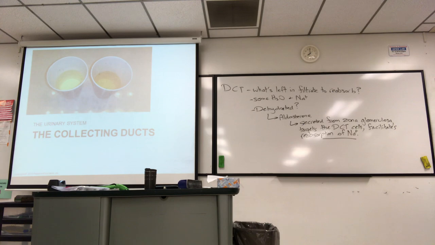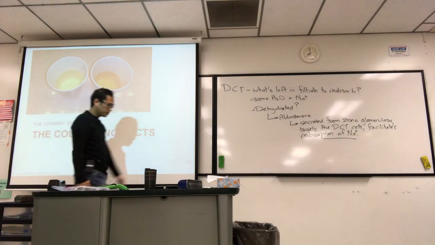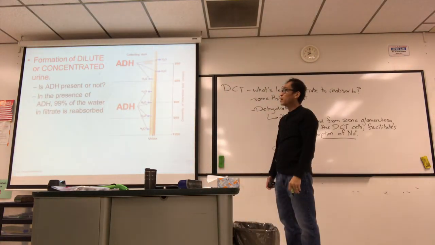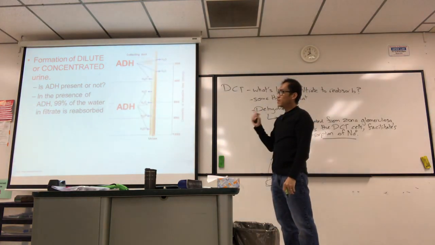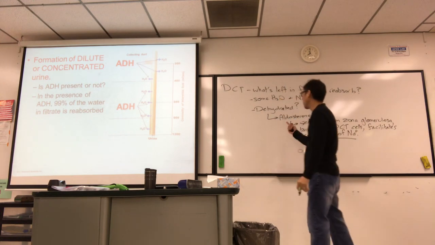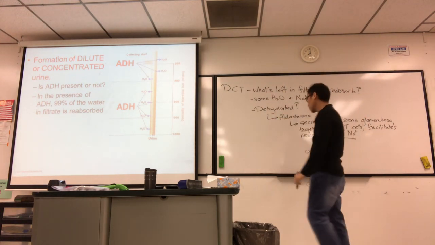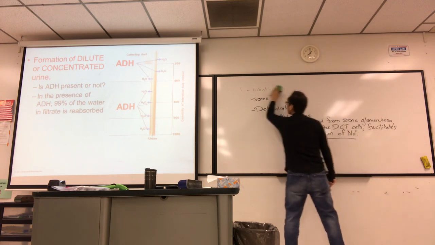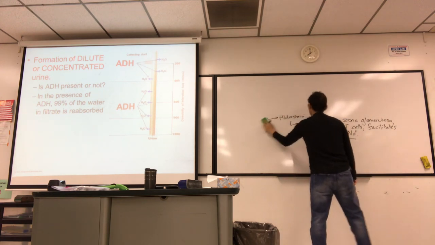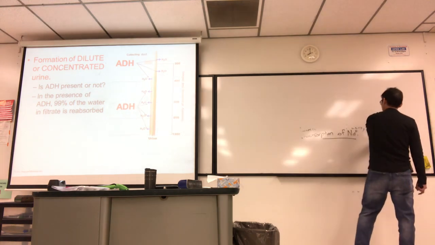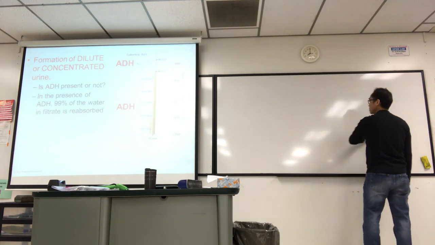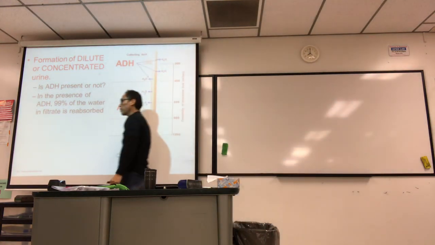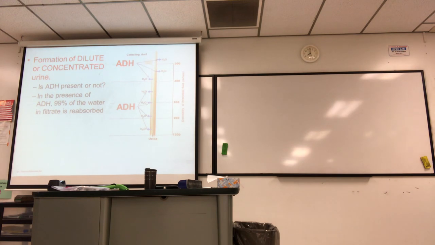We all know that because we urinate and we see our own urine every day at least. And there's a range of urine concentration that the kidneys can do. The formation of concentrated or dilute urine depends upon ADH. Well, and aldosterone too. But it's ADH that targets the collecting duct. The formation of concentrated or dilute urine depends upon the presence or absence of ADH.